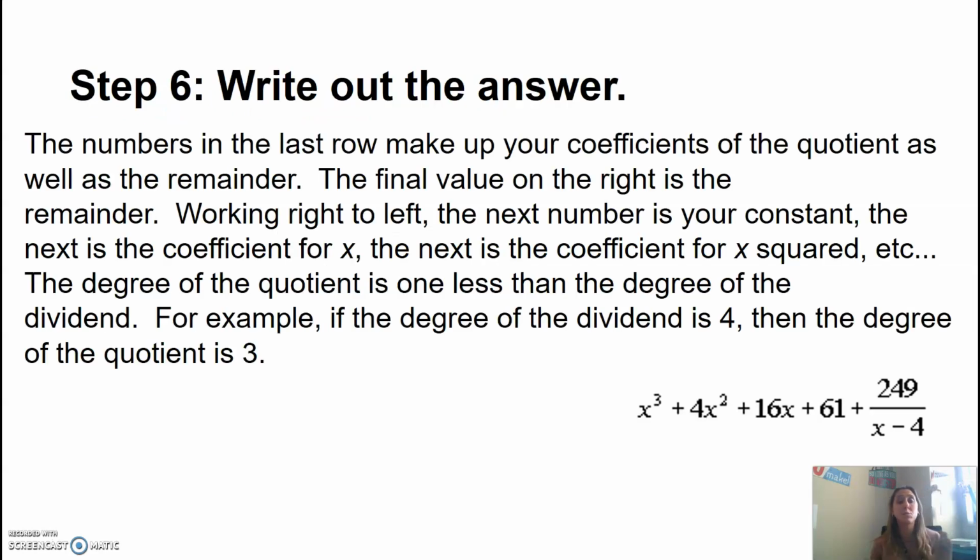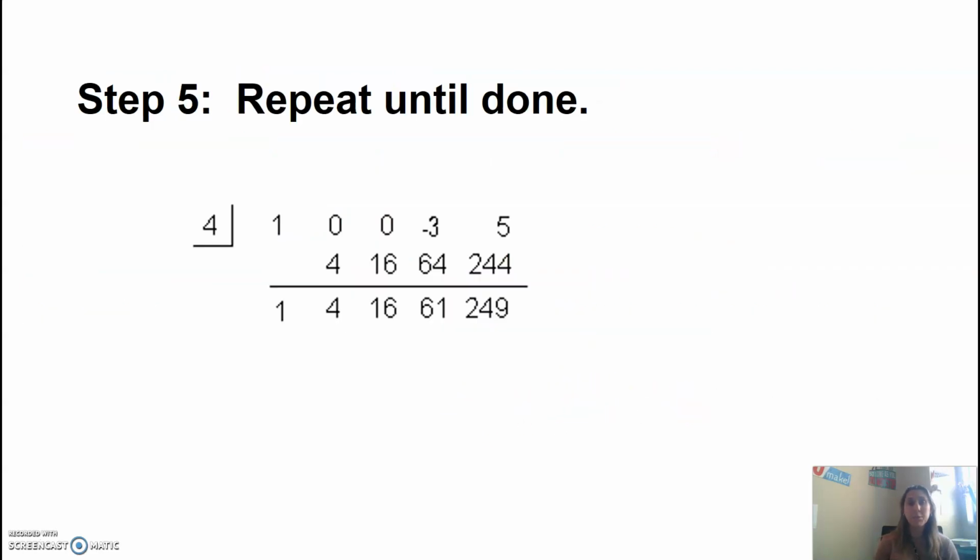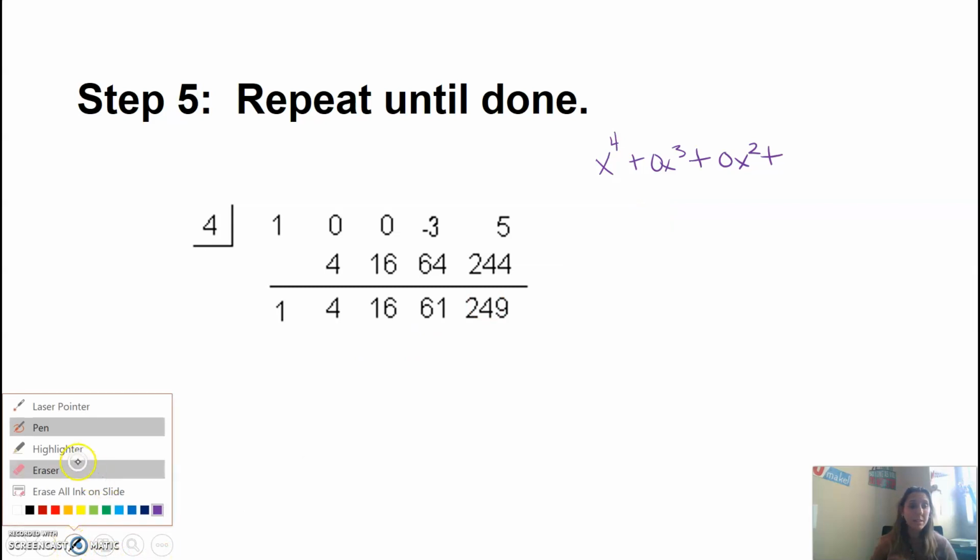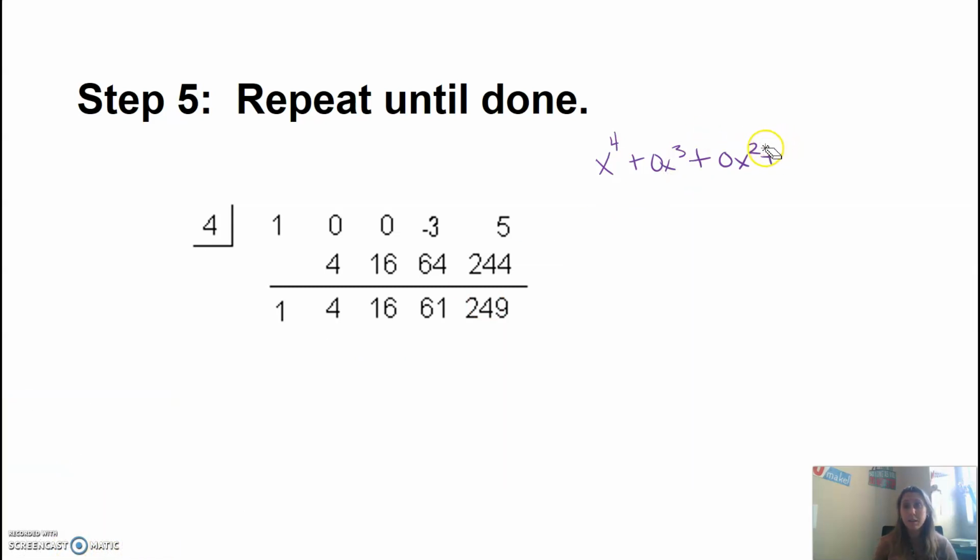Step 6 is write out the answer. So here is the answer. If we look at these numbers right here, my original problem was x to the 4th power plus 0x cubed plus 0x squared minus 3x plus 5 divided by x minus 4. That was the original problem.